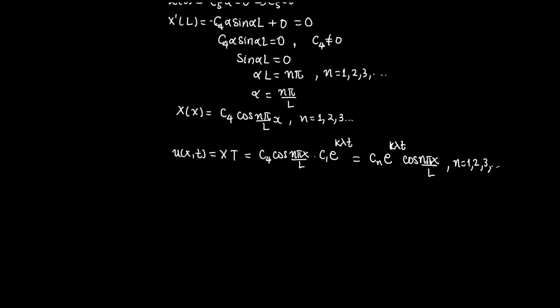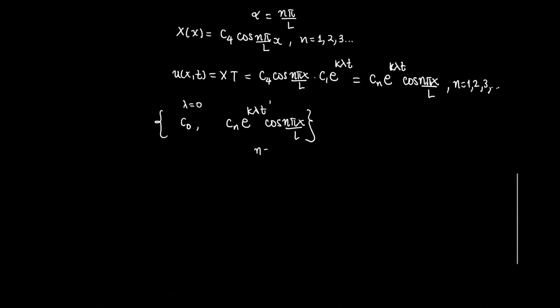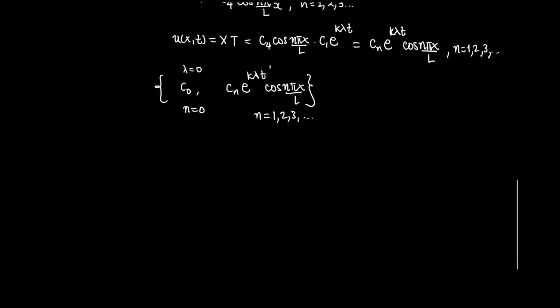So then that means I have the solution C0 when I say lambda equal to 0, and I have Cn e^(k lambda t) cos n pi x over L, where I know this lambda I'm going to sub later. I got this. This is for when n equal to 1, 2, 3, and so on, right? This is for when n equal to 0. Just like that.